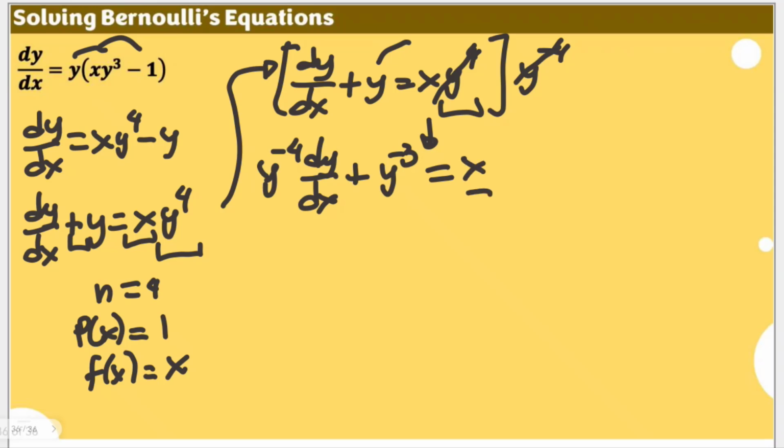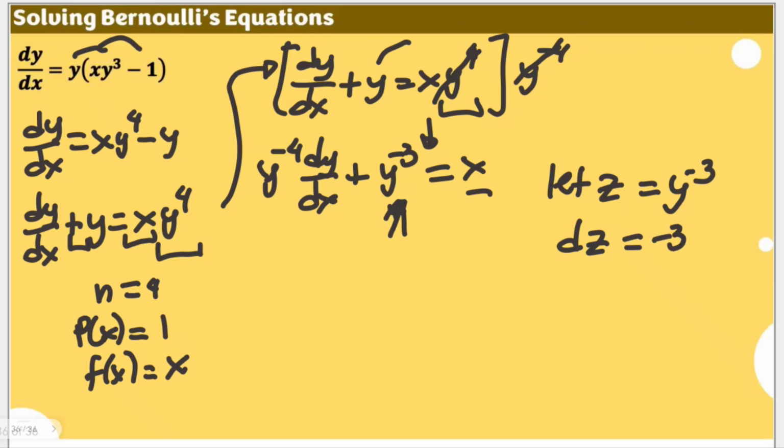Now that we are sure with this, it's time for us to represent this one here by an expression or a variable with exponent 1, so that this would be closer to our linear equation. Let z be equal to y to the power of negative 3. So that would mean this would become z with the power of 1. Together with that, if we are going to take its derivative, it's negative 3 y to the power of negative 4 dy.